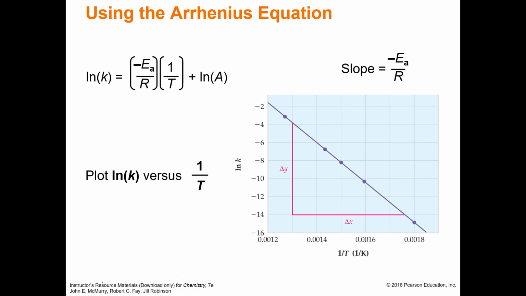So this is exactly the type of plot I was talking about. We would have 1 over T, and our temperature has to be in Kelvin, since our value for R includes Kelvin in the units. So we would plot 1 over the temperature, and then we plot the natural log of K, and the slope of this graph would give us the negative of the activation energy over R.